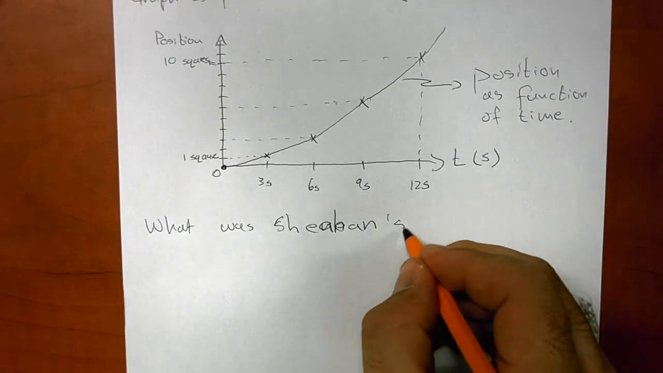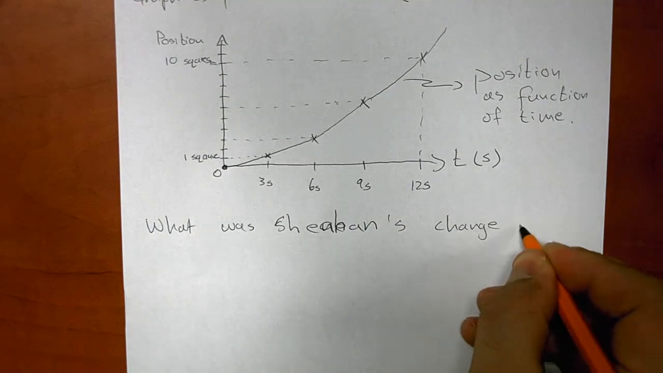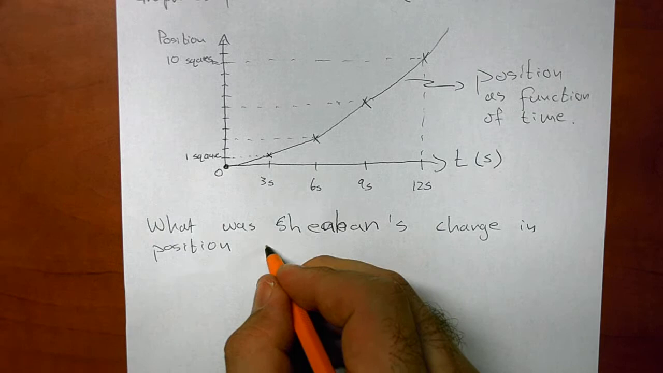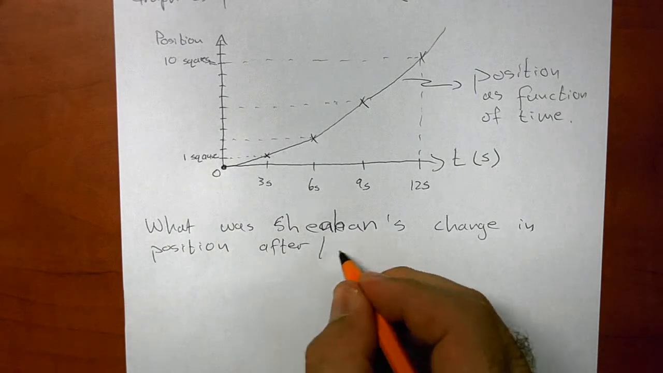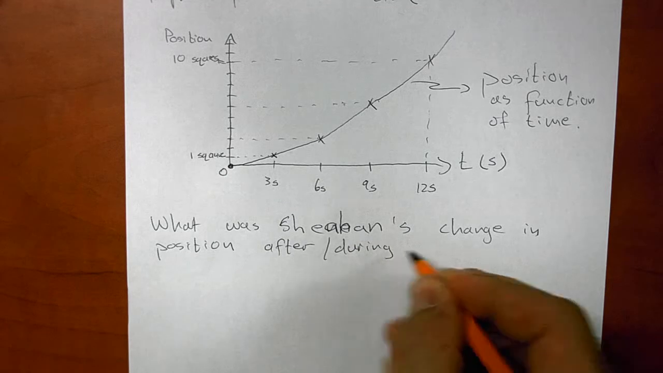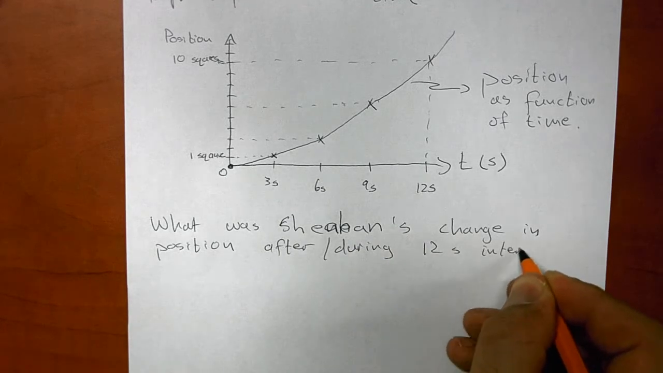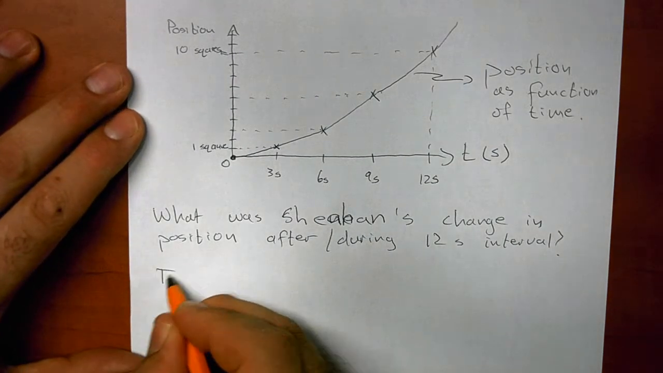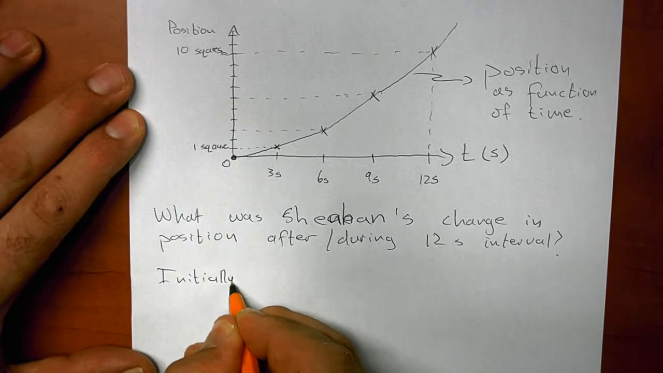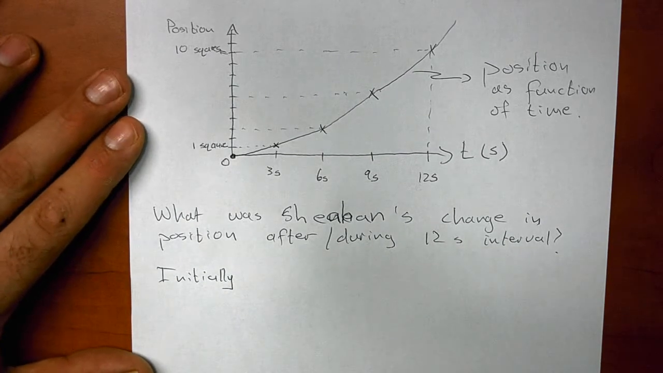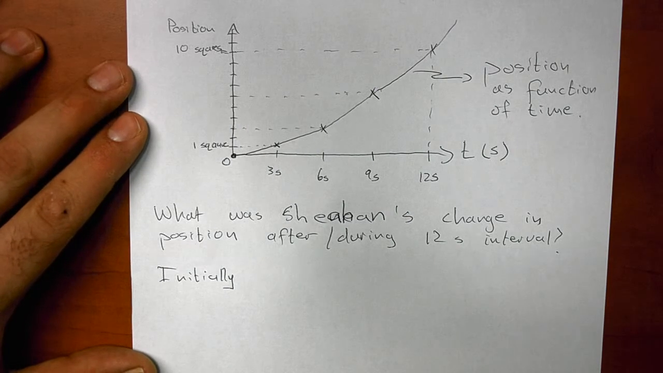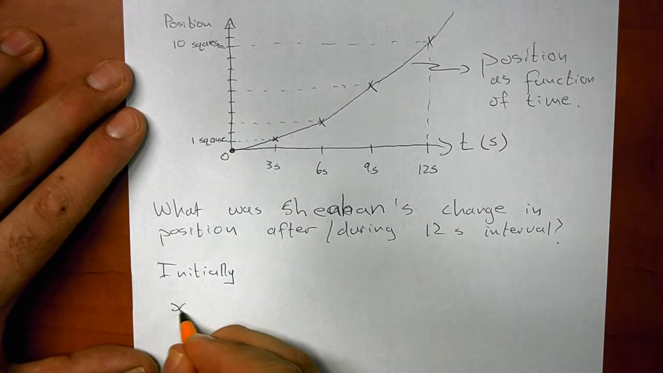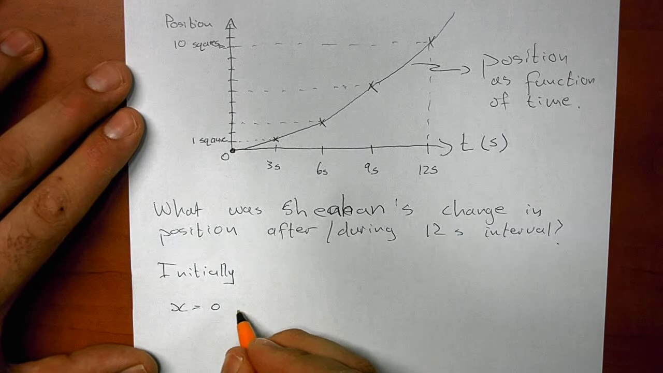Okay, what was Sheehan's change in position during our 12-second interval? So his initial position, where did he start out from? Let's say the x-axis pointed to my right, so to your left, as it should. So initially he was just at the reference point, so we say his x position is equal to 0 squares.